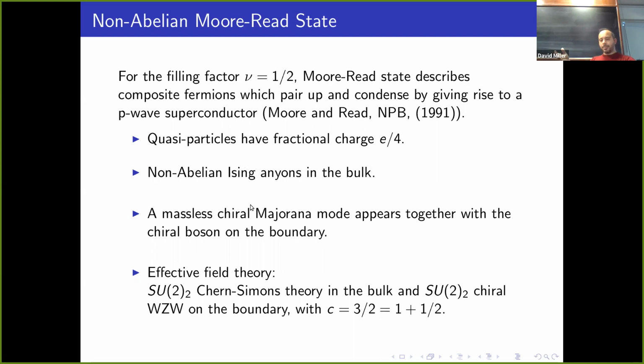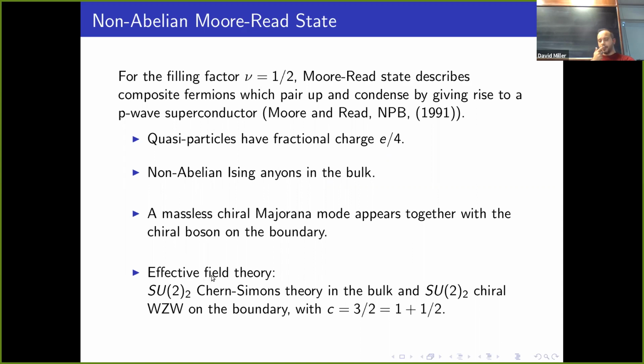And in particular, on the boundary, as I said before, there appears not only the chiral boson. The chiral boson is always there, because you build the Moore-Read state from the Laughlin state in a smart way. So the chiral boson remains, but then there appears another mode, a chiral Majorana mode. And this is really a neutral fermion. It's not a Weyl fermion, it's really a neutral fermion that carries central charge 1/2.